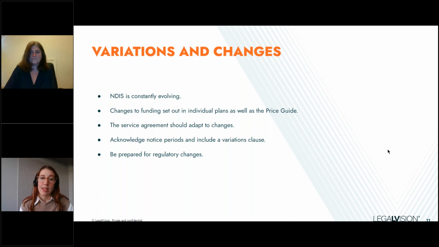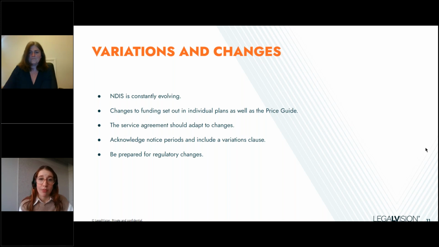You can also request that participants provide you with notice if there are any changes to their funded supports or formal supports, such as support coordinators or plan managers. Now, the best way to achieve this is through acknowledging the notice periods and including a variations clause in your service agreement. But you should also consider in your general business management how you set things up to be able to respond to change. Astrid's now going to speak about the challenges that may face service providers, including if or when disputes arise.